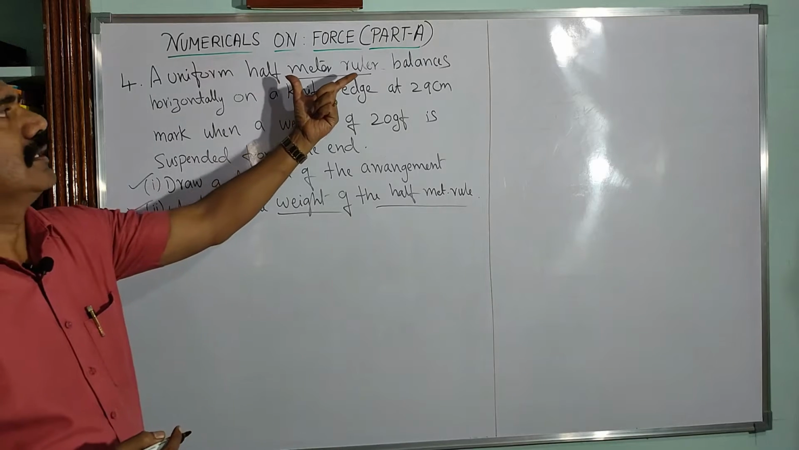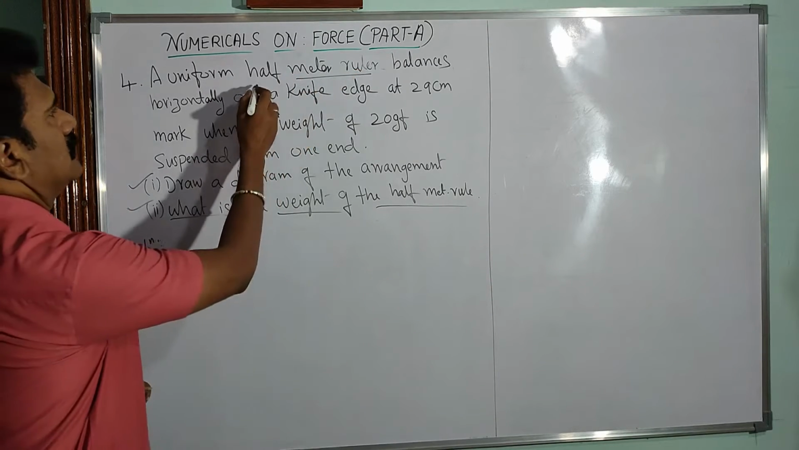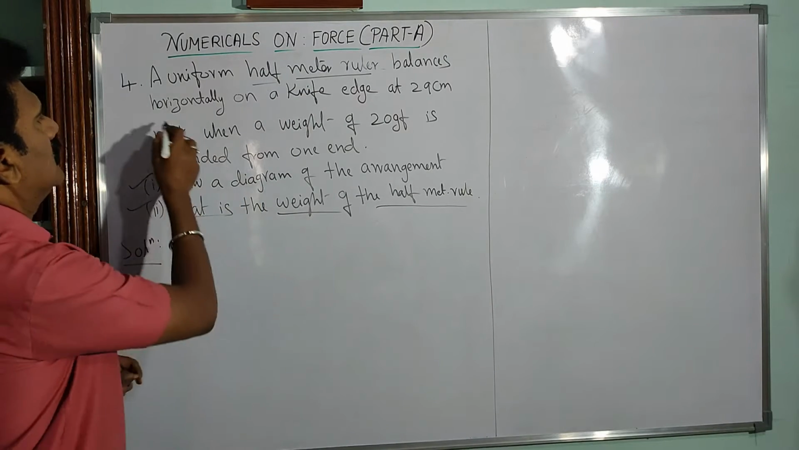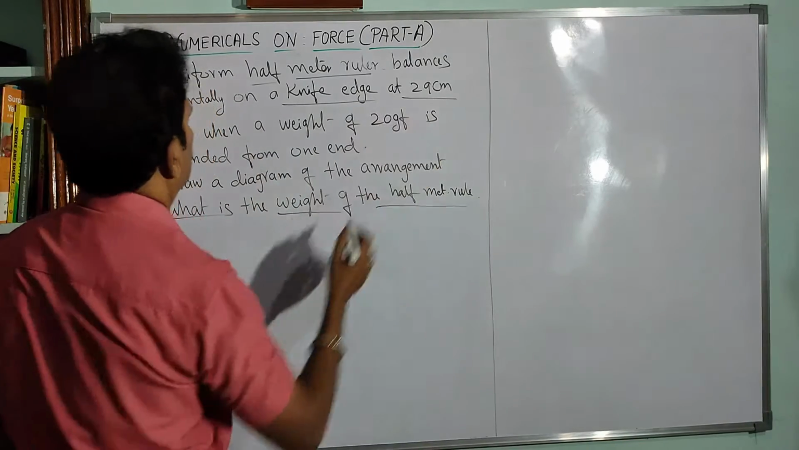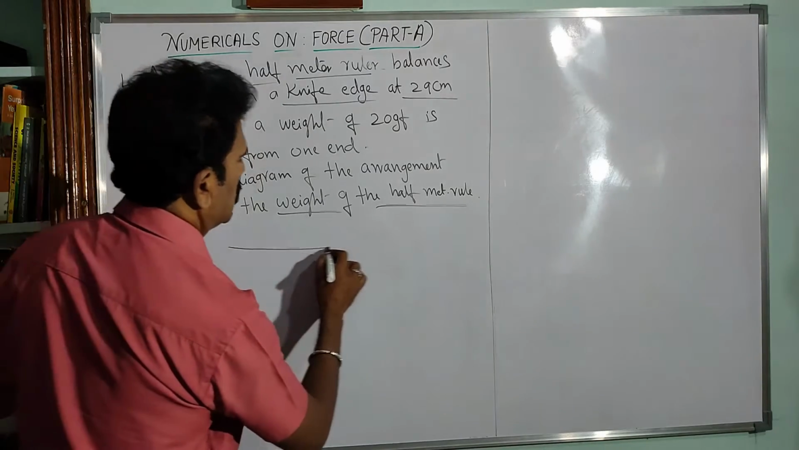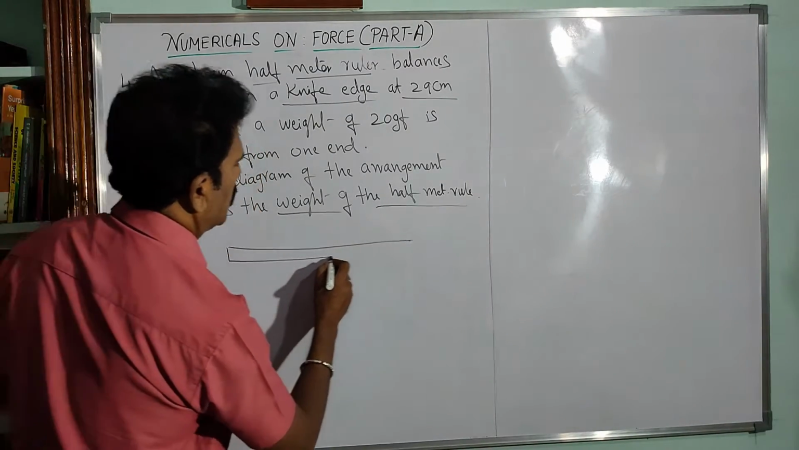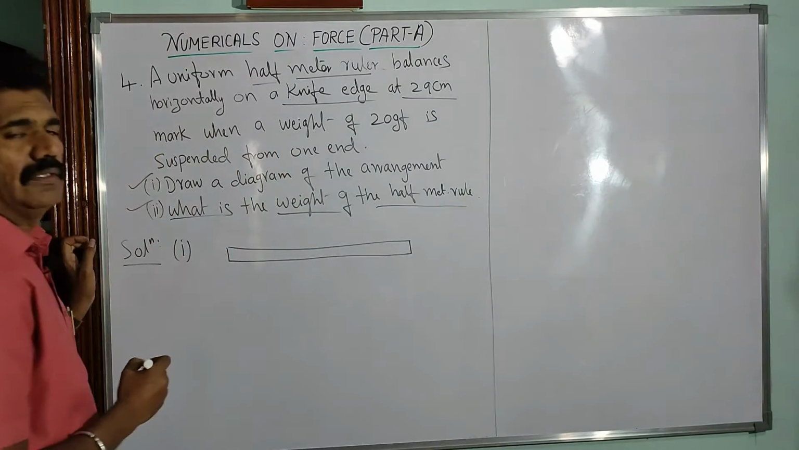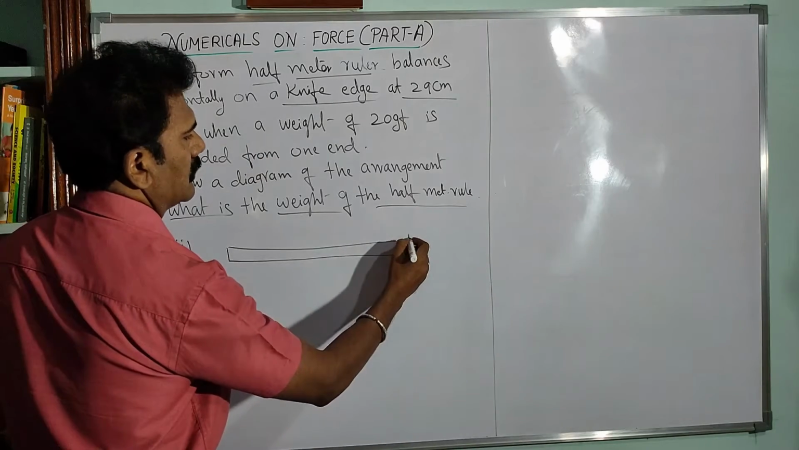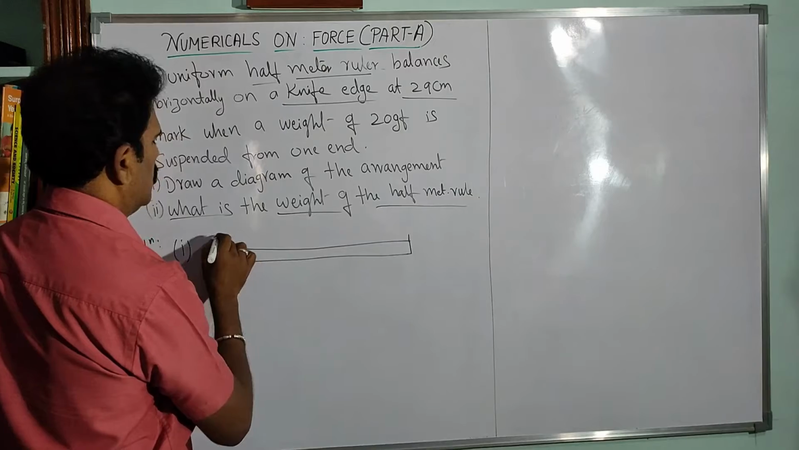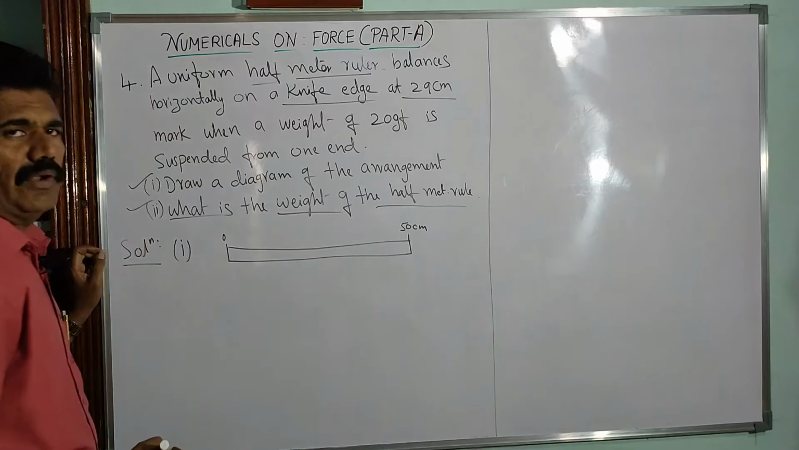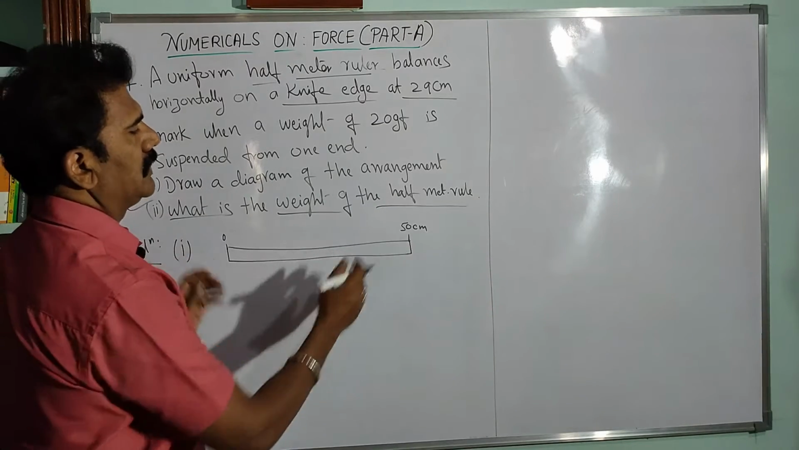So we need to consider the device called half meter ruler, isn't it? So you have to balance it now. So where it is balanced, okay, horizontally on a knife edge at 29 centimeter. So first part of the problem is you need to draw the diagram, right? So consider a half meter ruler like this. Half meter ruler means what? The total length of the ruler is how much? 50 centimeter, right? So from here it is 0, measuring 0, and this side it should measure 50 centimeter or 0.5 meter also we can say. That is the half meter ruler.